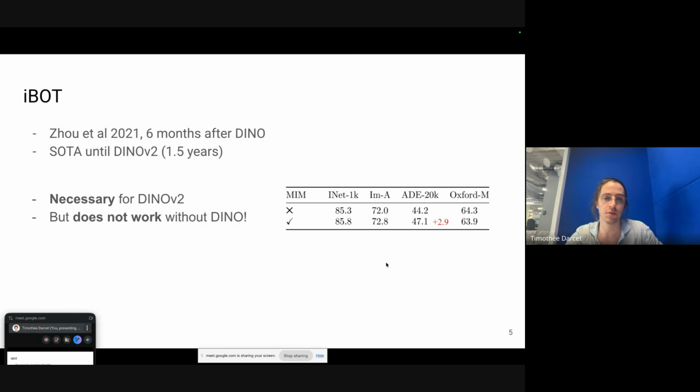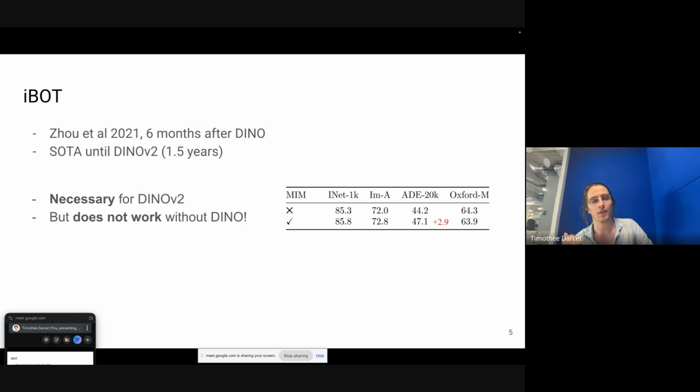This is a table from DynoV2. Obviously, when you add the ibot loss, we have small improvements here and there, and we have a big improvement in segmentation. ADE20K is a segmentation benchmark. Plus 3 points is a very non-negligible improvement. So it is a big win.